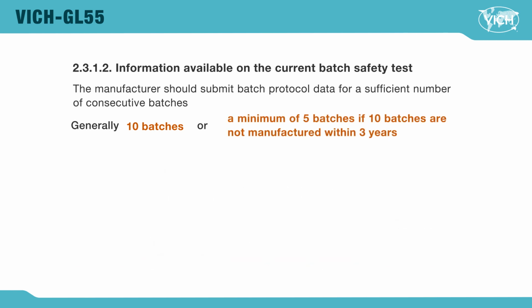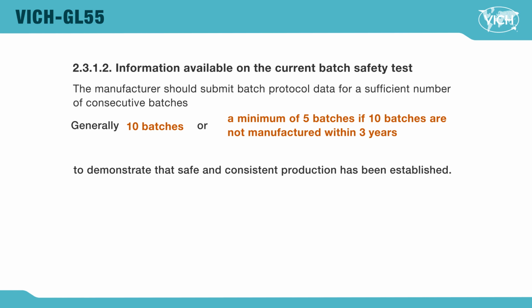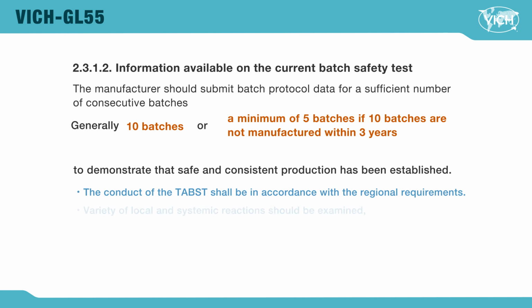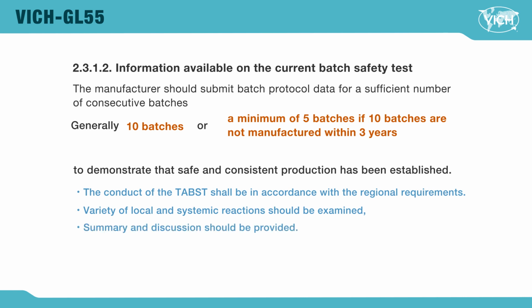As a general rule, passing TABSTs for 10 consecutive batches will demonstrate that safe and consistent production has been established. Achieving this will require the following 3 conditions. 1. The conduct of the TABST shall be in accordance with the regional requirements. 2. Variety of local and systemic reactions should be examined. 3. Summary and discussion should be provided.